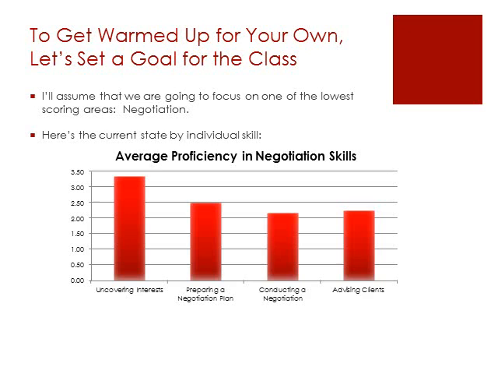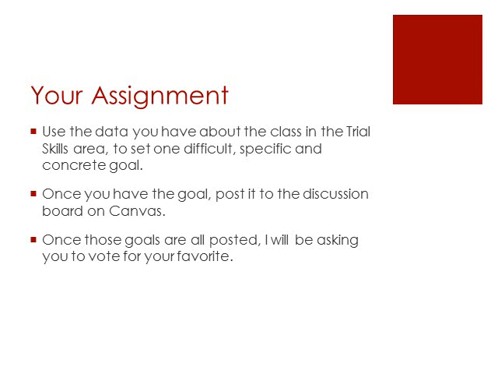Back to setting a goal. Let's assume that we're going to focus on the lowest scoring area, and that is negotiation. So here is the current state by the individual skill within the negotiation category. And I'm not going to answer the question for you, but take a look at this. And so here's your assignment. Use the data we have to set one goal that meets the criteria that we know work. That is, the goal should be aggressive, difficult. It should be specific, and it should be concrete. You should know when you got there.